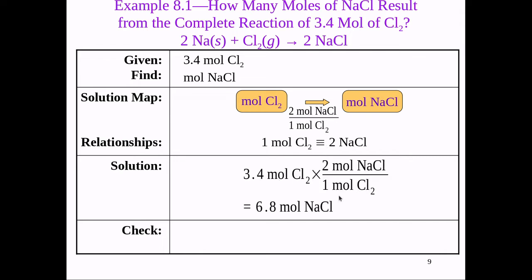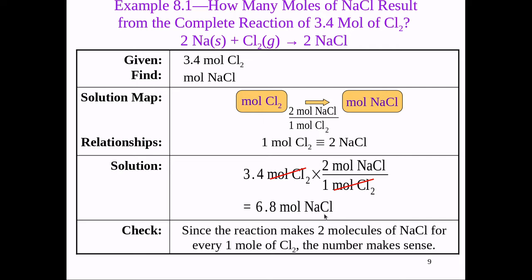We multiply by our conversion factor, and we see that we cancel our moles of chlorine gas, and we wind up with 6.8 moles of sodium chloride. Since the reaction makes 2 moles for every 1, the relationship is 1 to 2, and we're generating twice as many moles of sodium chloride, so this number makes sense.